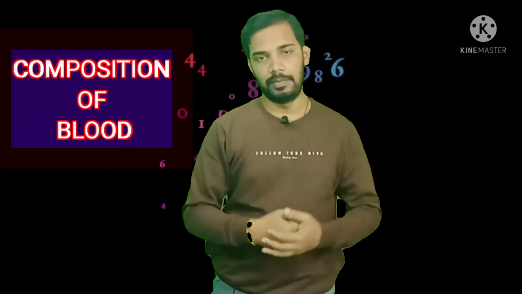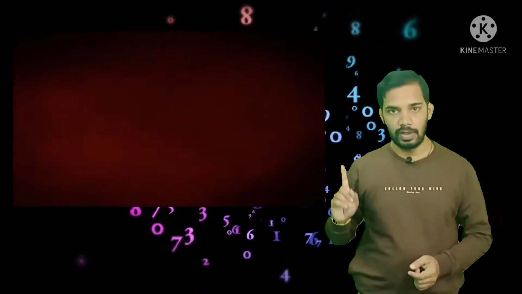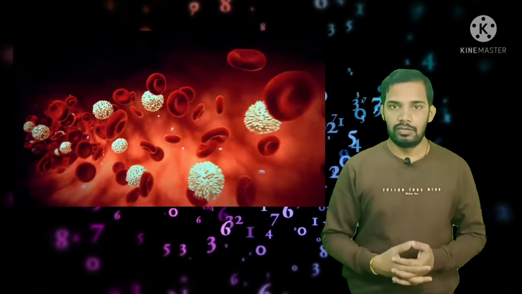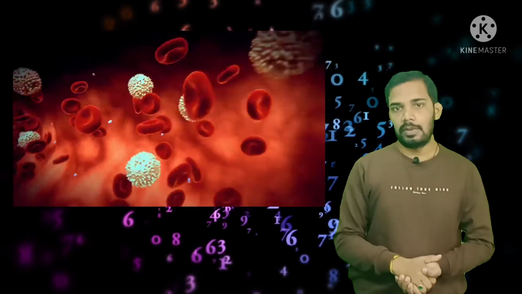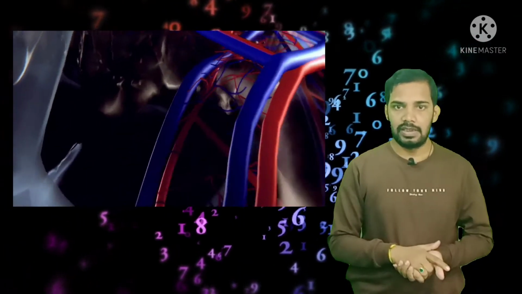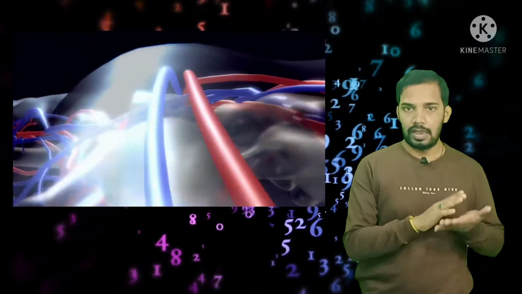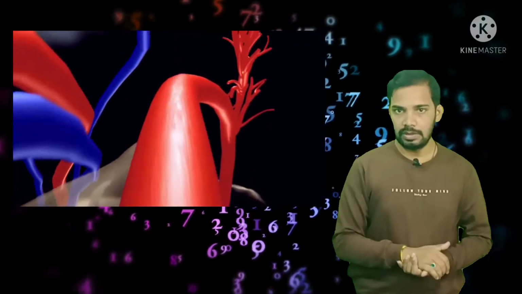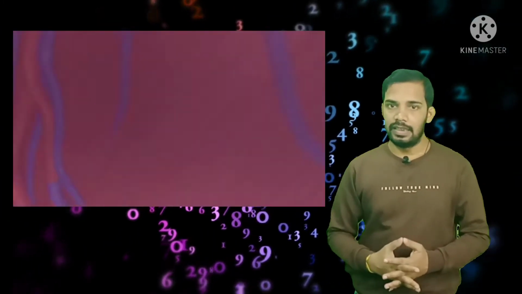So hello friends, today we are going to discuss the composition of blood. Blood is mainly composed of three types of cells: the red blood cells, the white blood cells, and the platelets. The fluid portion of the blood is also known as plasma. Now all the dissolved substances, like all types of blood cells as well as waste material, flow through this plasma. The presence of hemoglobin makes the blood red in color.